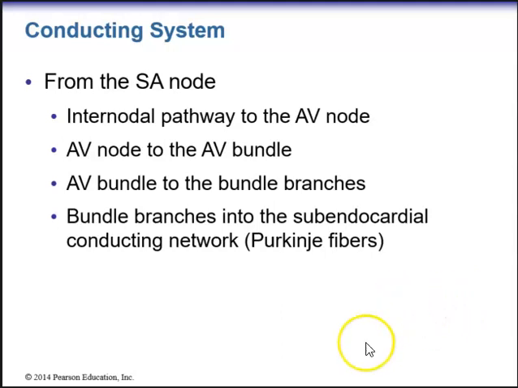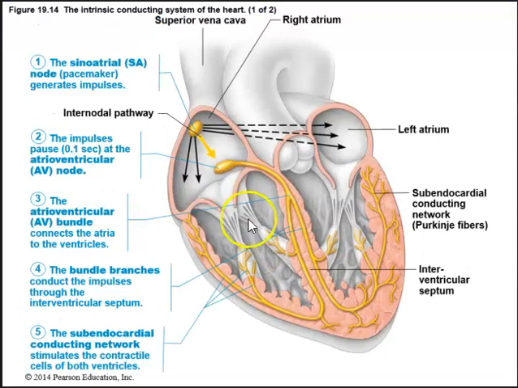Okay, and we can kind of see this sequence in the next slide. So here, first, we have the impulse being generated at the SA node, or the pacemaker, and this impulse travels in a wave throughout the atria. Most of this impulse will then get to the AV node. At the AV node, the impulse will pause about 0.1 seconds.